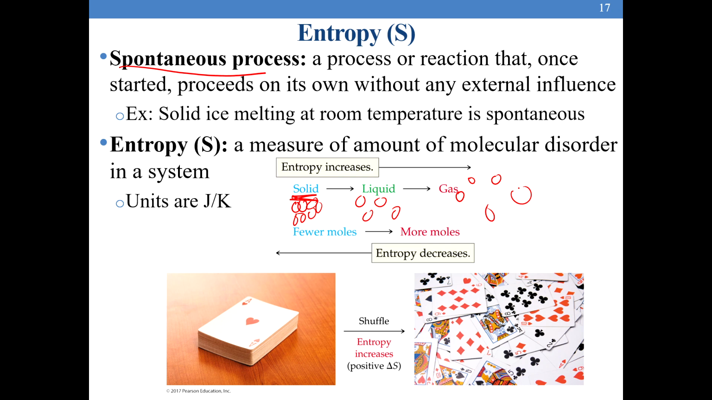So as a substance changes from solid to liquid, the entropy value increases, as well as if a substance changes from a liquid to a gas, the entropy value increases.